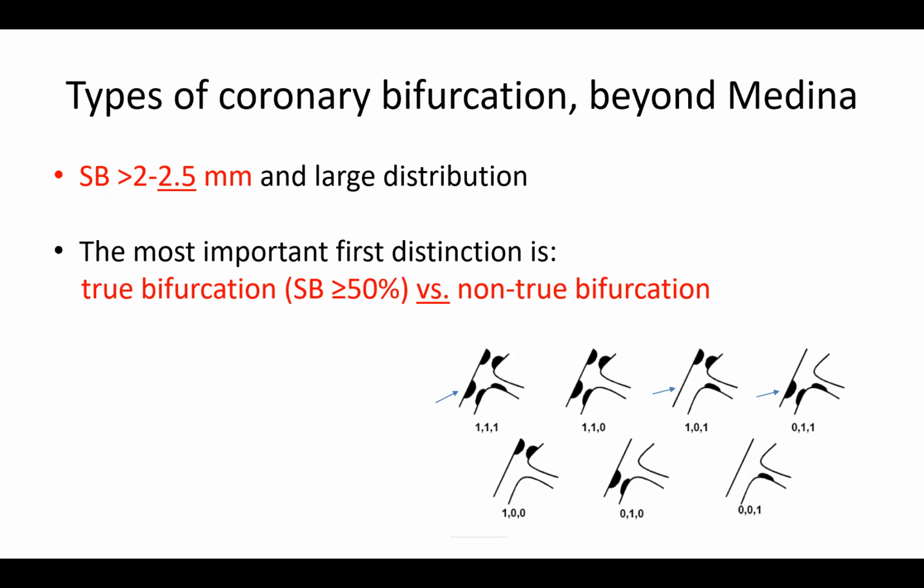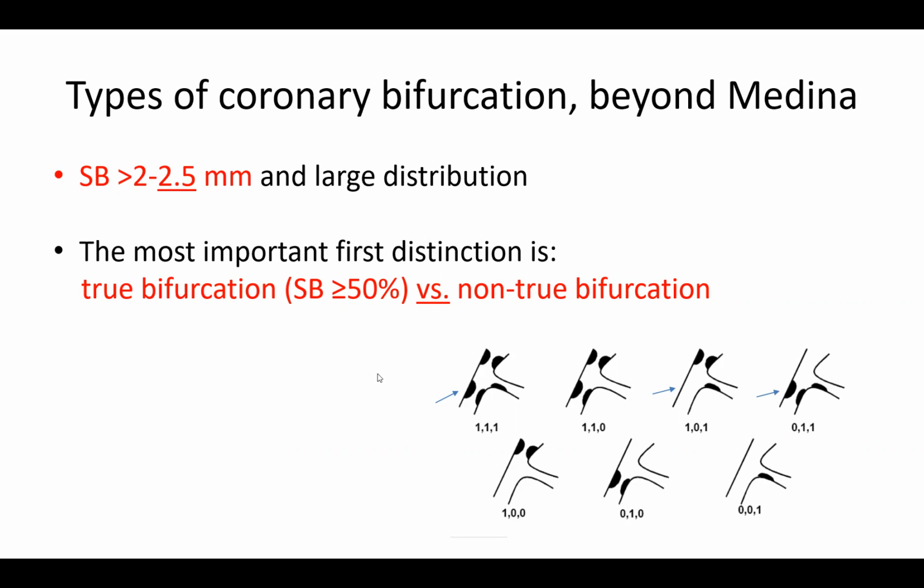The first most important distinction in bifurcation disease is true bifurcation versus non-true bifurcation. And that will help you plan what strategy you use. True bifurcation, again, is a bifurcation where the side branch ostium has disease. For example, those three highlighted by the arrows are true bifurcation. This one is not a true bifurcation. You only have main branch disease. The side branch arises from the disease, but the ostium has less than 50% stenosis.